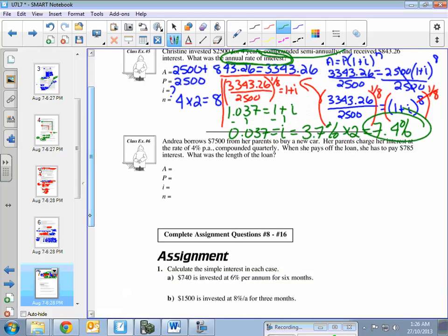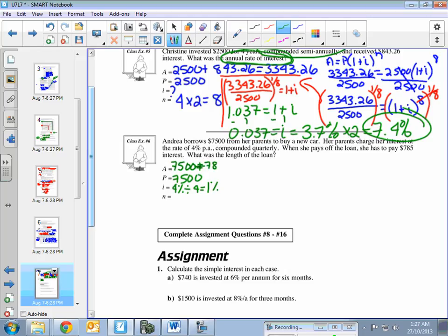Andrea borrowed $7,500 from her parents to buy a new car. $7,500 borrowed, that's your initial. That is your P. The parents charge her an interest rate of 4% per annum, per year, compounded quarterly. So 4% compounded quarterly, you want to go with 4% divided by 4, which is equal to 1%. When she pays off the loan, she has to pay $785 in interest.